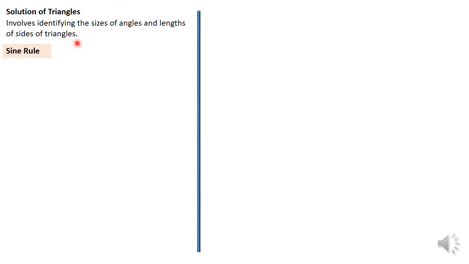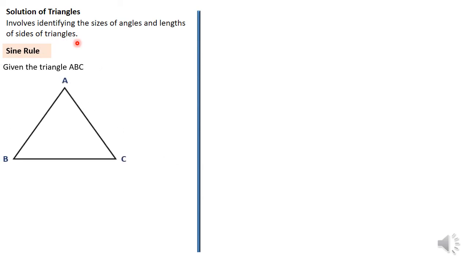Now, as we tackle the whole idea of solution of triangles, what we are trying to do is solve the sizes of angles or the lengths of sides of triangles using the sine and the cosine rule. And so as we begin with the sine rule, I'm going to say the following. When you're given a triangle, say the triangle ABC, as on your screen there, we normally label triangles in this particular manner.